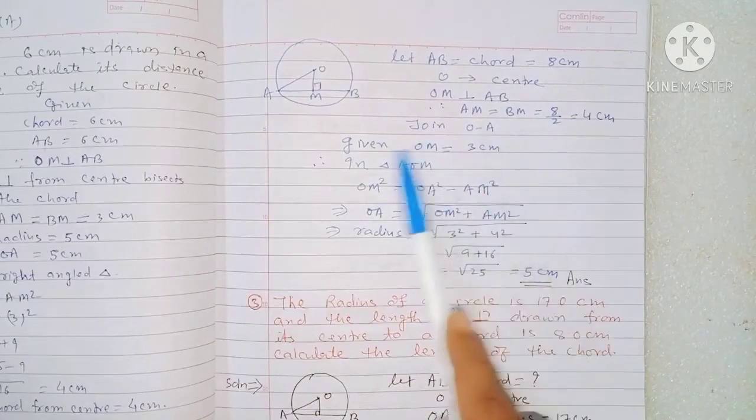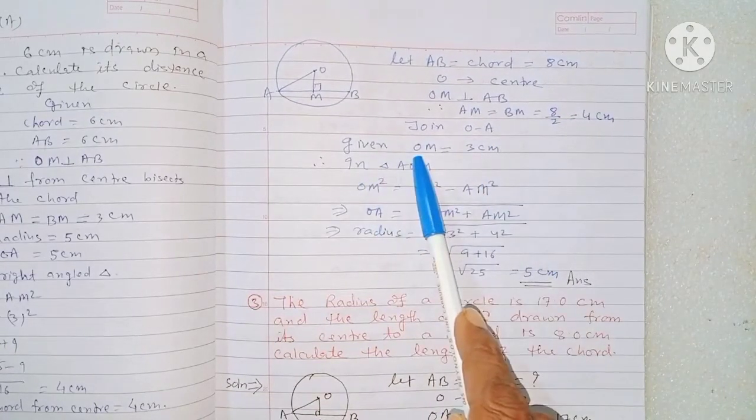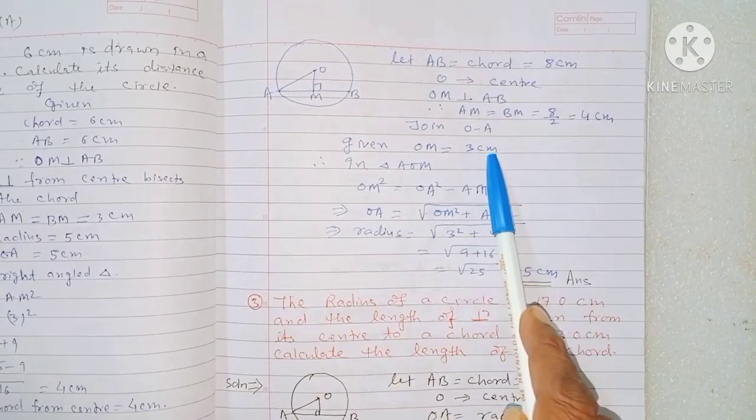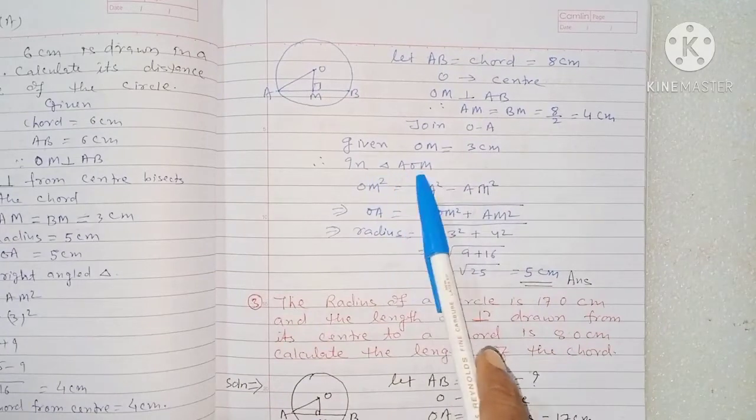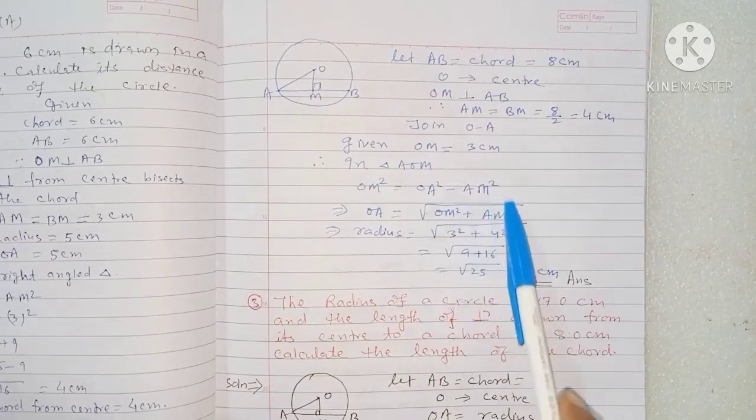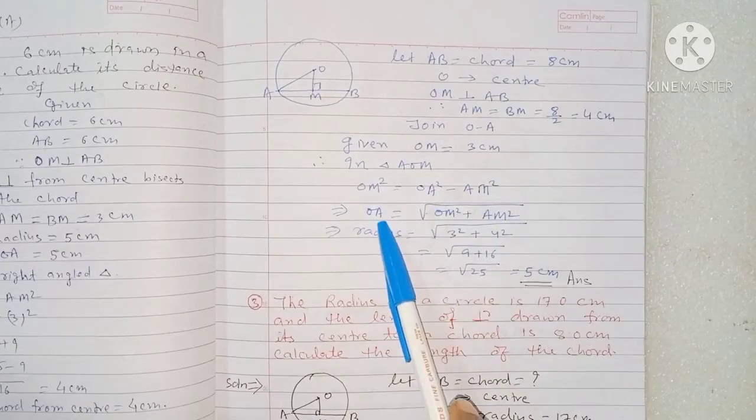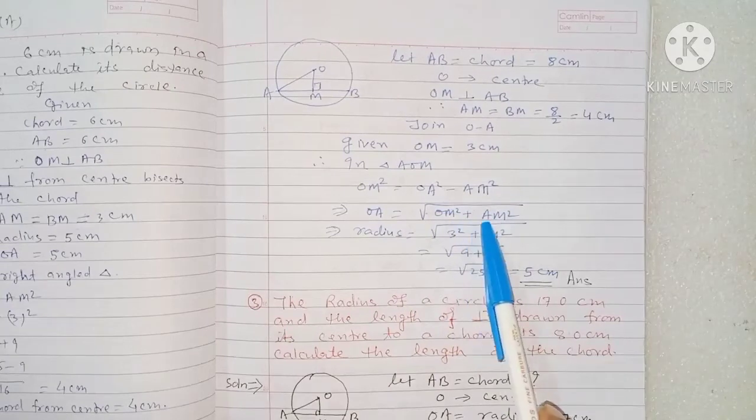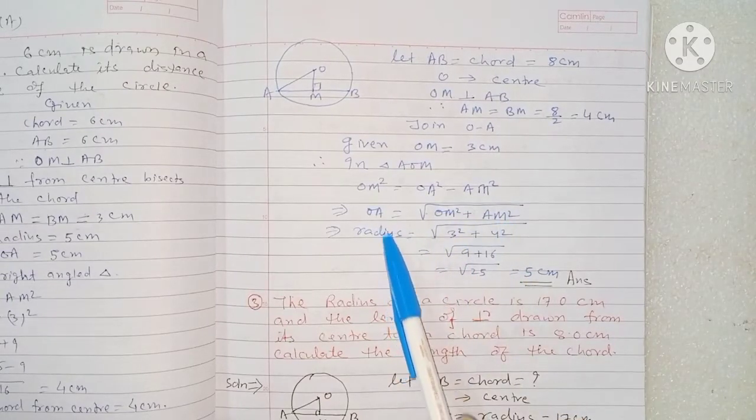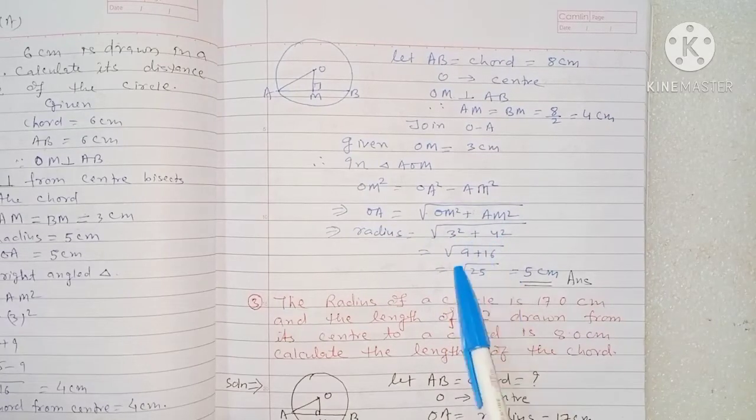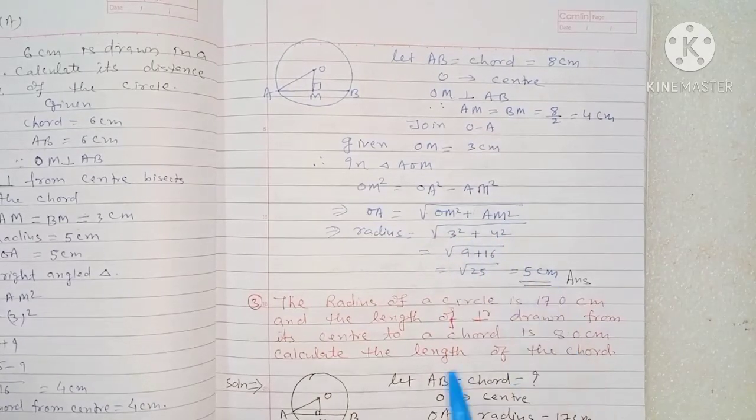Now join OA. Given OM equal to 3 centimeter, which is the distance of the chord from the center. In triangle AOM, OM square equal to OA square minus AM square. Therefore OA equal to under root of OM square plus AM square. OA is the radius, that is equal to under root 3 square plus 4 square. Solving, you will get 5 centimeter.